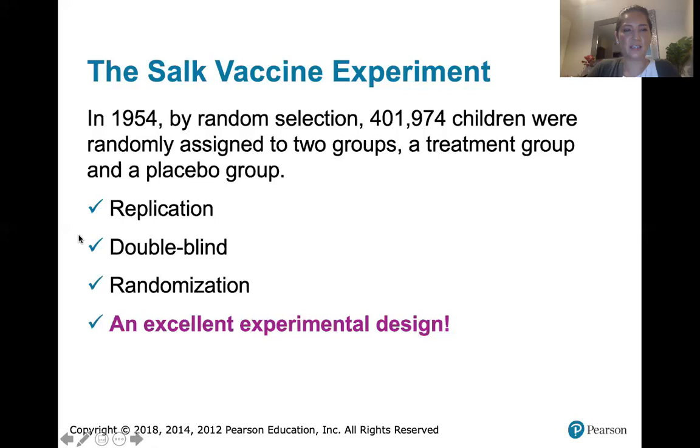So you want to make sure to keep replicating. You want to have a large sample size. Also, we should be able to replicate the experiment. Other scientists should be able to replicate it. That's another use of the word replication. It should be double blind if possible. And people or subjects should be randomly assigned to groups, or if they're not people, the experimental units should be randomly assigned to groups to have an excellent experimental design.